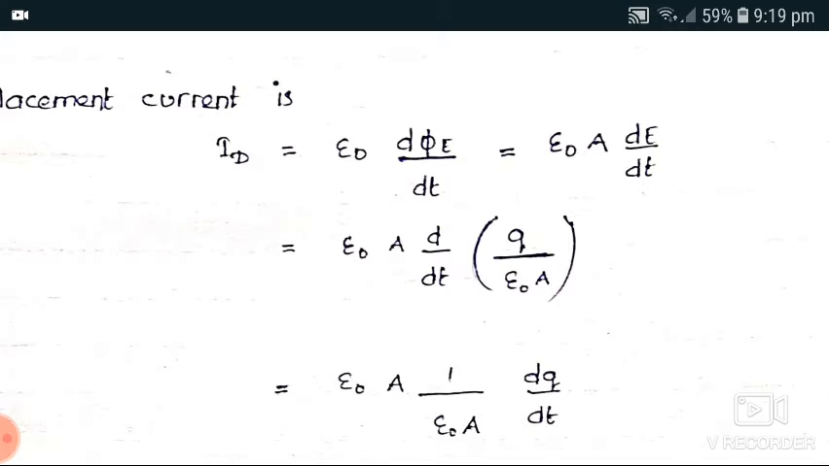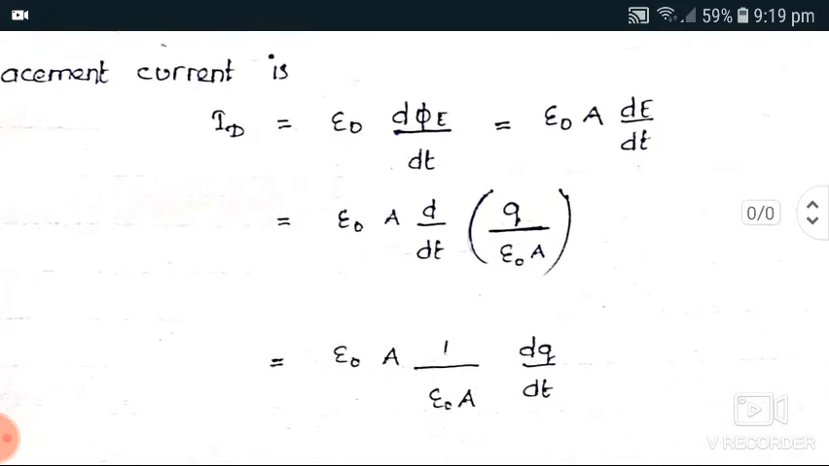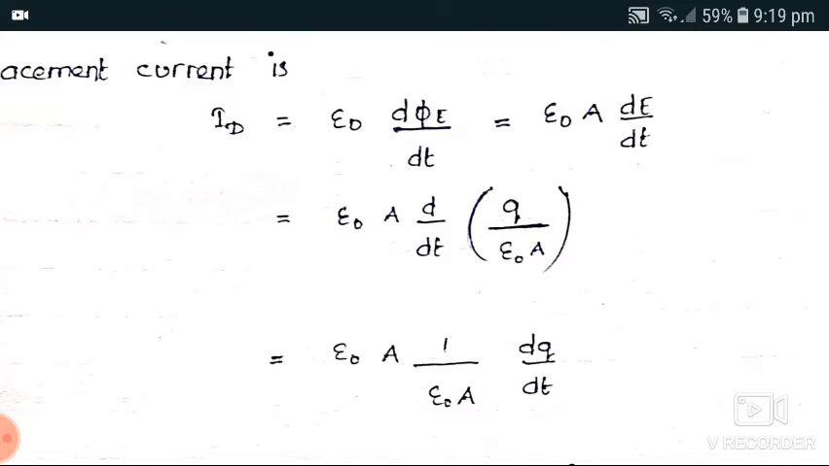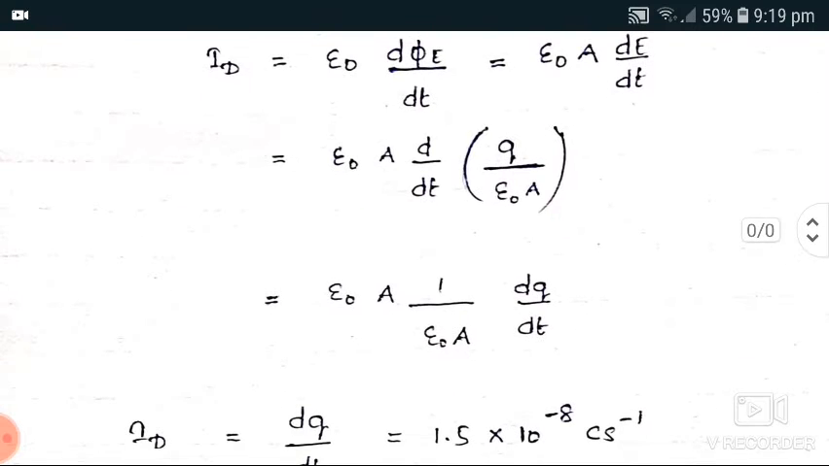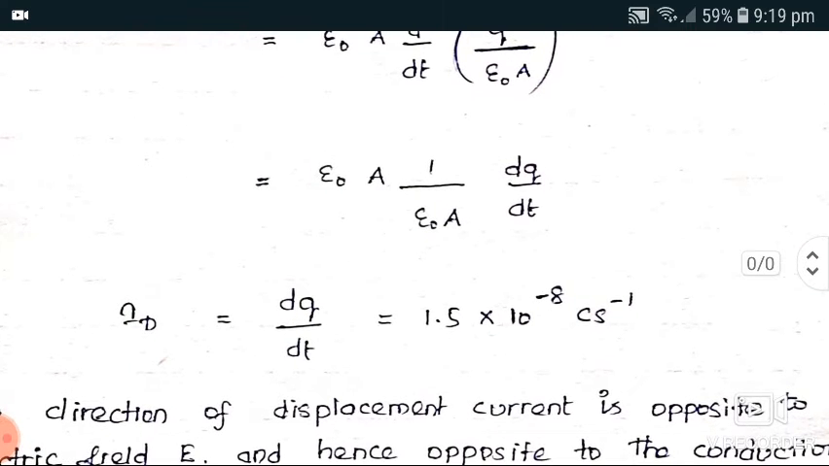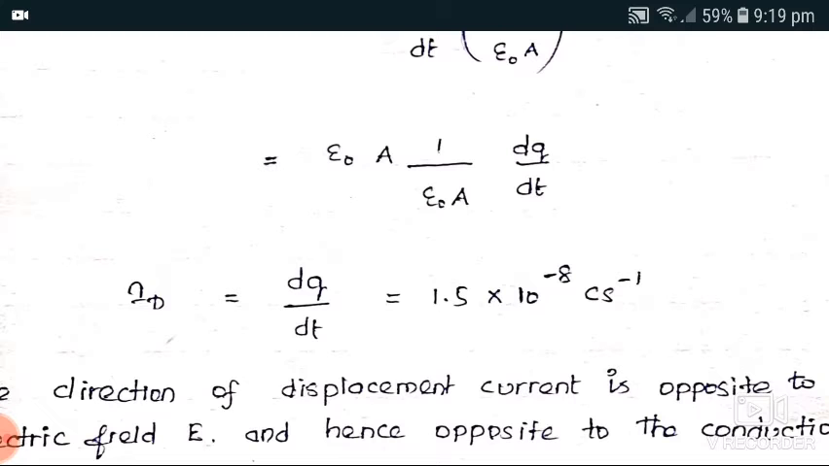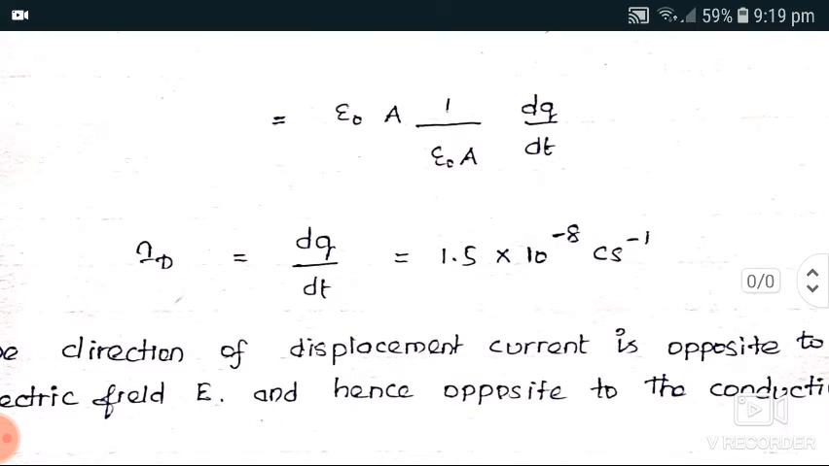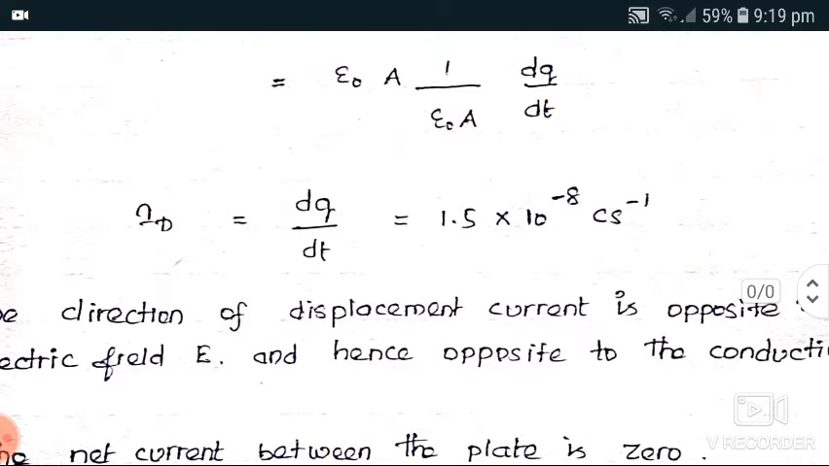Here E is the electric field, and the electric field of a parallel plate capacitor is Q divided by epsilon naught into A. We already discussed these terms. So 1 by epsilon naught into A comes out from that equation. Then the balance term is d by dt and already we have Q, so dQ by dt. Here dQ by dt is the rate of change of charge, which is given in the question.